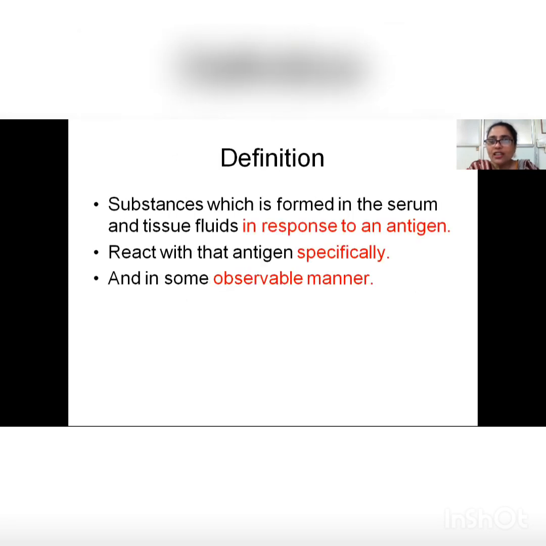And how they got the name antibodies is when these substances are formed in the serum and tissue fluids, and they respond to an antigen. Antigen is the foreign particle that is entering, the enemy entering, or sometimes your own cell starts behaving as an antigen. There are different situations, so we will read about antigen also in detail.